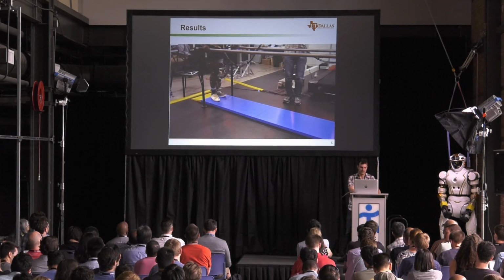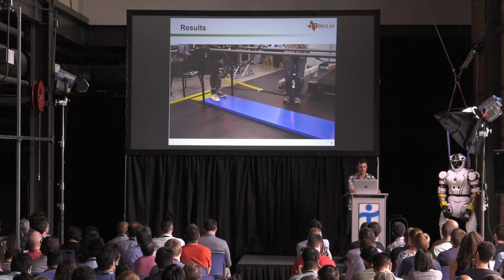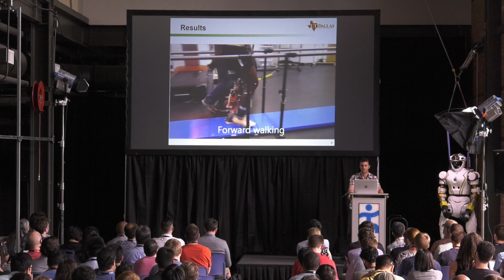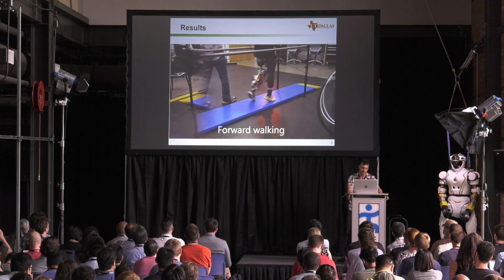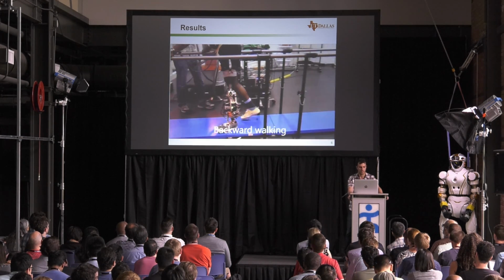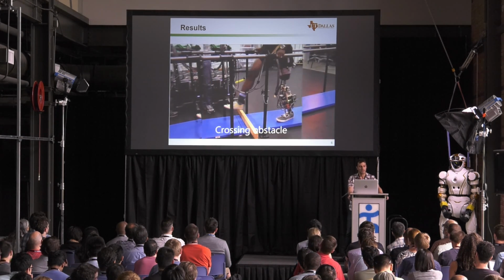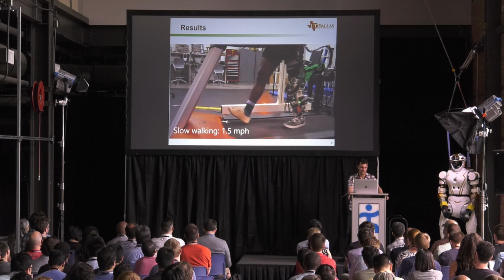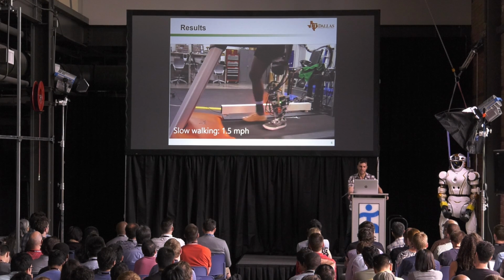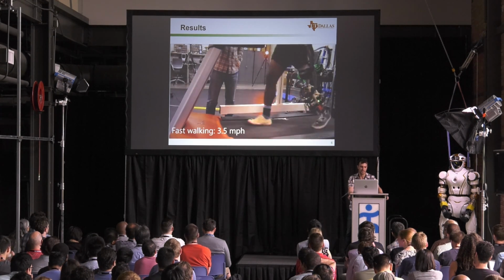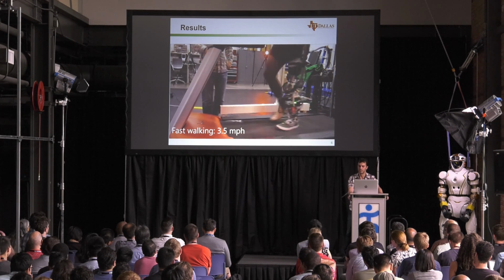We tested this controller with an amputee subject for forward walking over ground with different speeds from stop to start, for backward walking, crossing obstacles, and walking on a treadmill with very slow speed and very fast speed, all with the same controller.